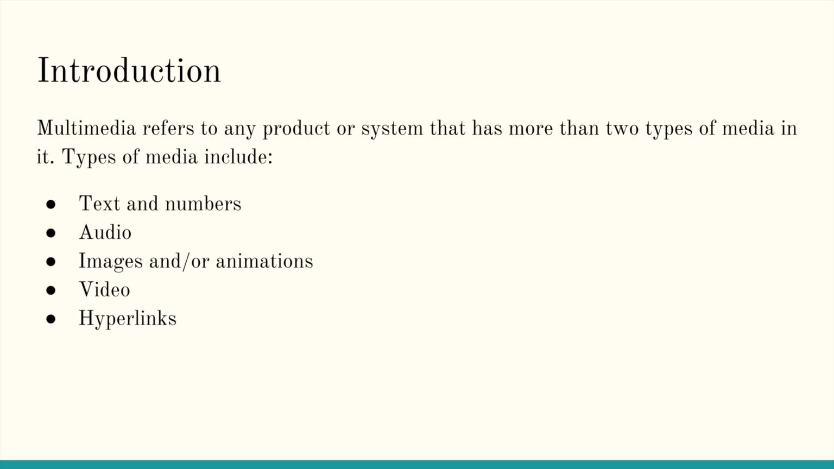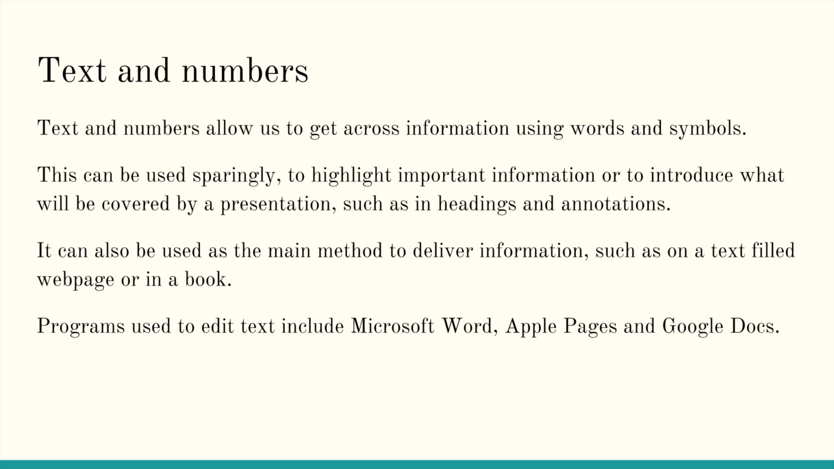Basically, multimedia refers to any product or system that has more than two types of media in it. The types of media include text and numbers, audio, images and animations, video and hyperlinks. Text and numbers allow us to get across information using words and symbols. They can be used sparingly to highlight important information or to introduce what we covered by presentation, such as in headings and annotations. Other times we may want to use text as the main method to deliver information, such as on a text-filled web page or in a book.